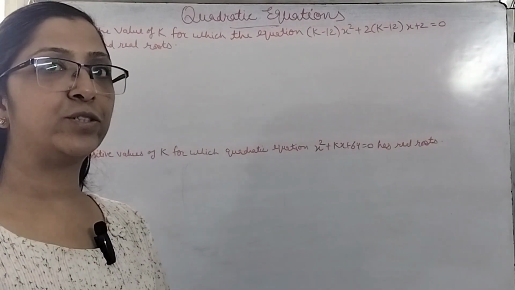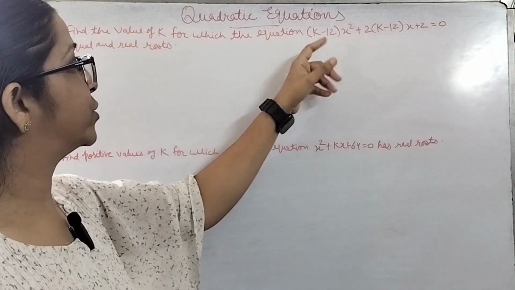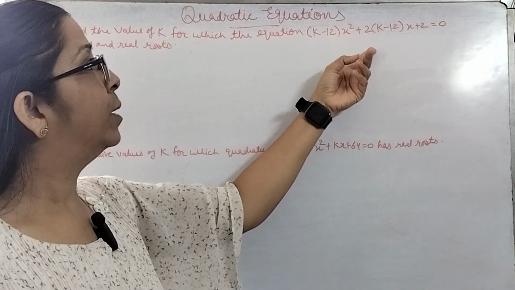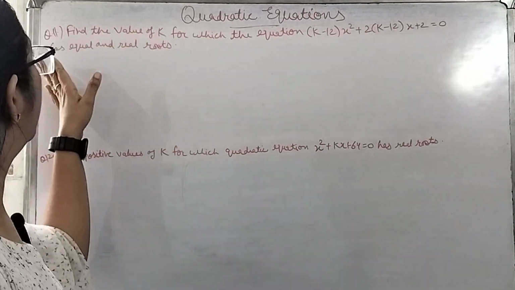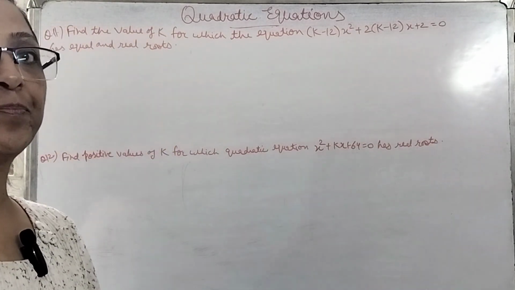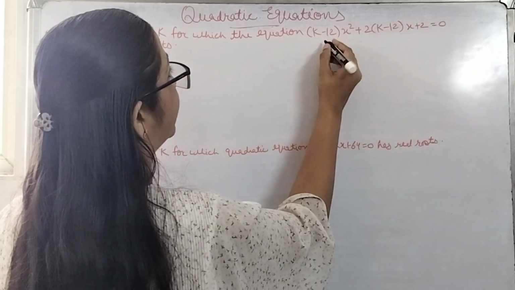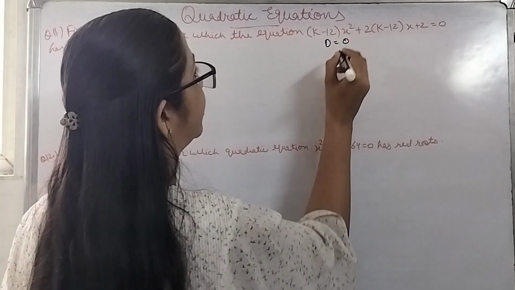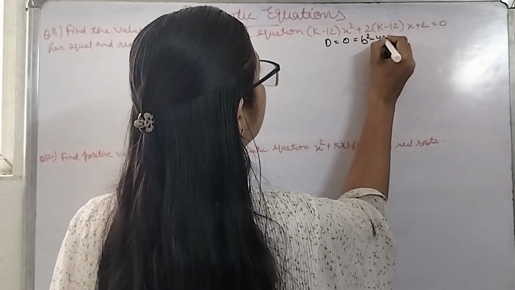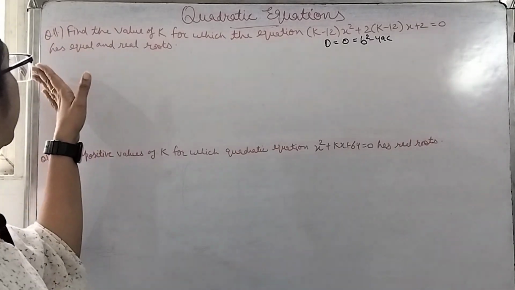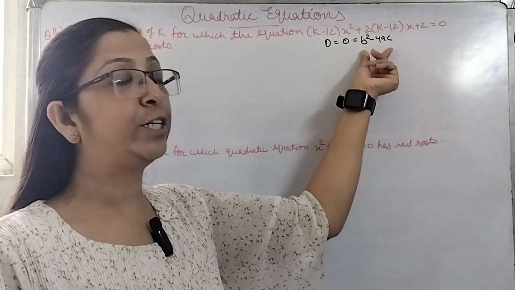Now let's see the last question. Find the value of k for which the quadratic equation (k minus 12)x square plus 2 multiplied by (k minus 12)x plus 2 equivalent to 0 has equal and real roots. So we had discussed that for equal and real roots, the condition is D should be equivalent to 0. What D is? It is your value of b square minus 4ac. That means for equal and real roots, the value of b square minus 4ac should be equivalent to 0.